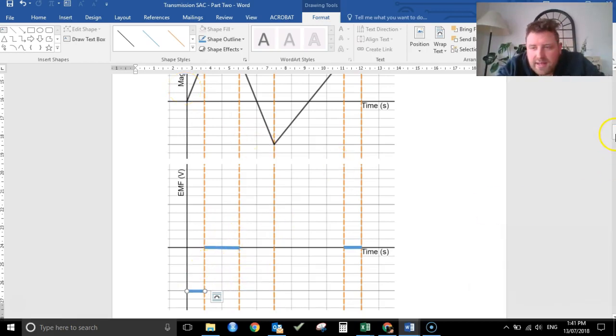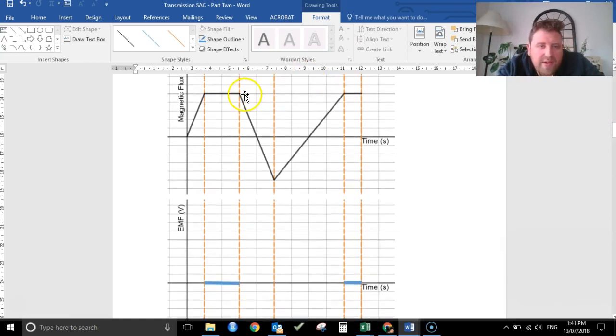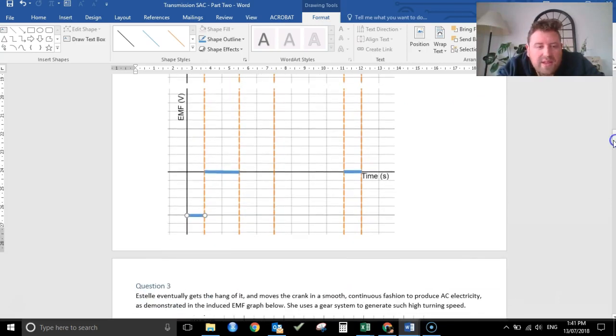Then if we look at the next phase where we've got a non-zero change in flux, we've got this downward bit, and this looks about the same gradient as this, only now it's negative, which means the EMF will be positive. So we should have sort of this again, but positive and for a longer period of time, because it goes that whole time there.